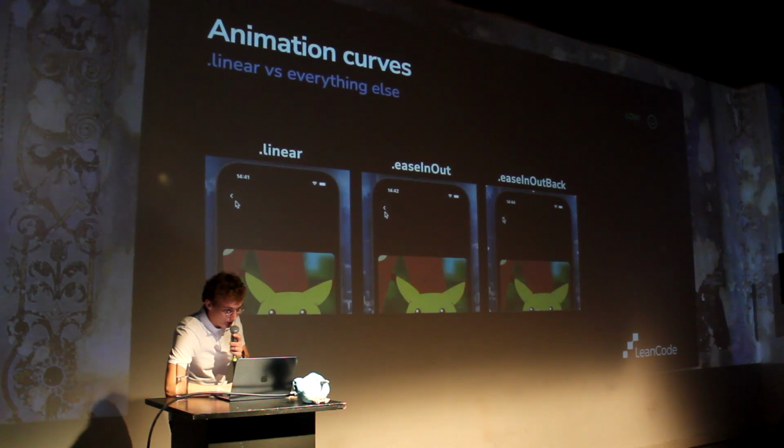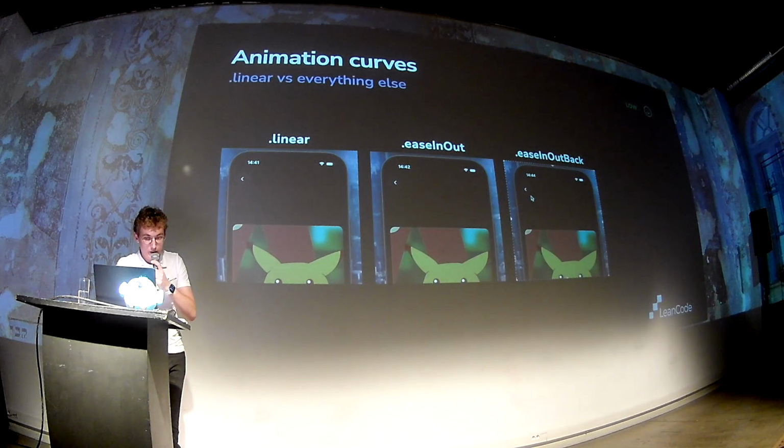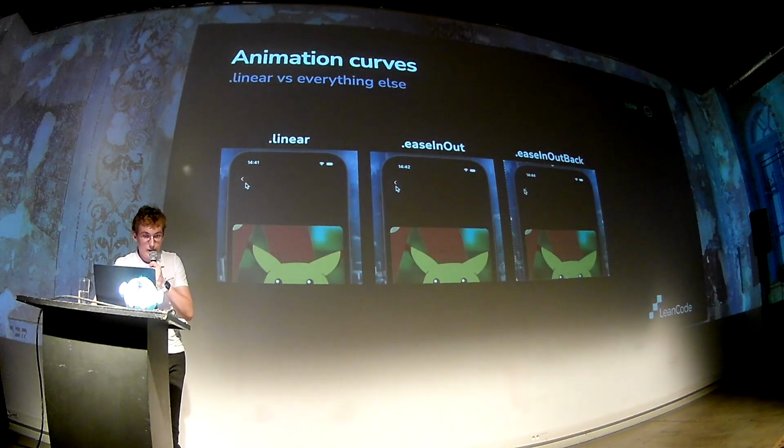So when you have linear animation, it has constant speed. When it goes down, it will go down by the same amount, with a constant speed. Ease in-out, for example, will slow down at the very end, and ease in-out back actually jumps a little bit. It goes down and then it comes back.